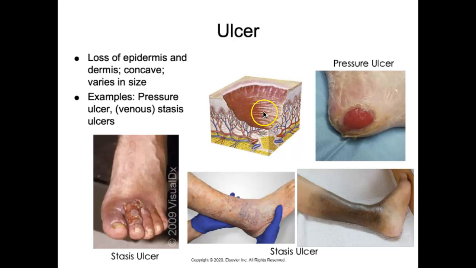Next, we have an ulcer. This too is a loss of the epidermis, but now we're getting deeper down into the dermal layer, and it's concave and it does vary in size. We're going to talk about this extensively in an upcoming video. So examples would be something like a pressure ulcer, which we see pictured over here, and also venous or stasis ulcers. So you could see different examples and levels of that.